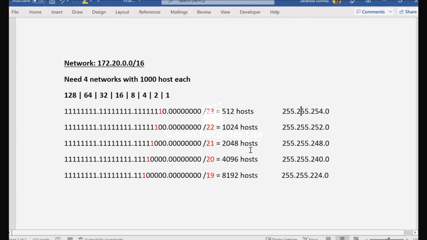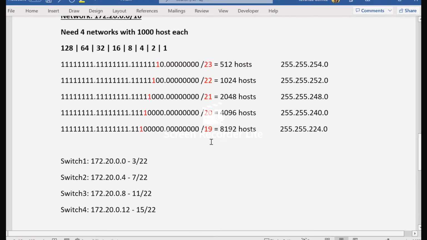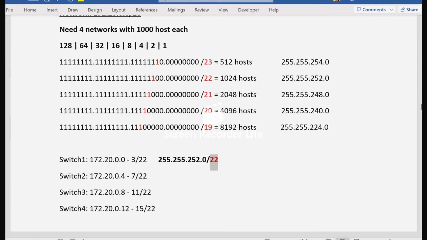Let's move on to this network on our router 2. Here you can see our switch 1 network address is 172.20.0.0. That's our network address, and our broadcast address will be 172.20.0.3, and between these two will be our usable hosts. I would have already done up the subnetting for each of them.